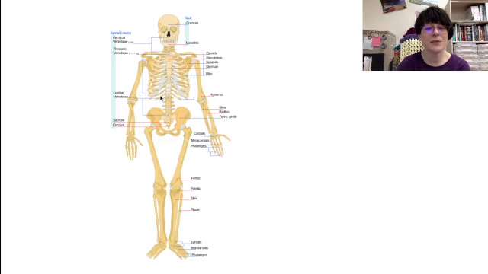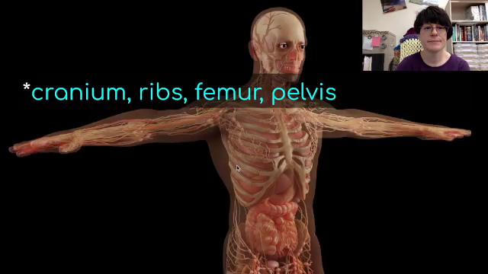Many of them are in your rib cage, but probably half or over half of your bones are in your hands and your feet because there are a lot of little bones there. So some major ones you should know are definitely your cranium, which is your skull, your ribs, the femur, which is the large bone in your leg, and your pelvis down here.